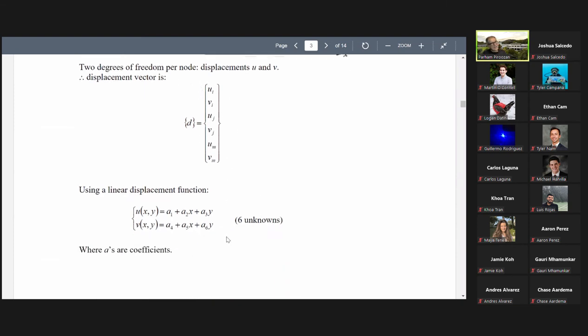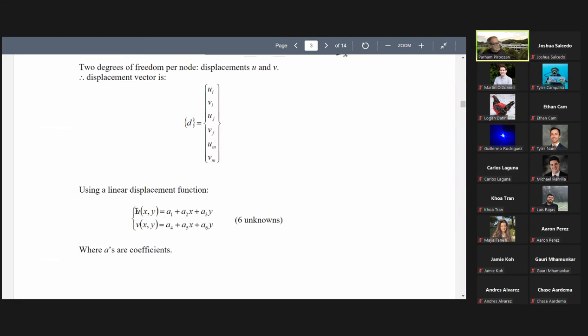Now, as we were always doing, the formulation follows a very similar path. So I go a little bit faster, but whenever you have questions, always feel free to ask. The same procedure: we start with the displacement function. U is displacement in the x direction, a1 plus a2x plus a3y, and v, displacement in the y direction, a4, a5, a6.